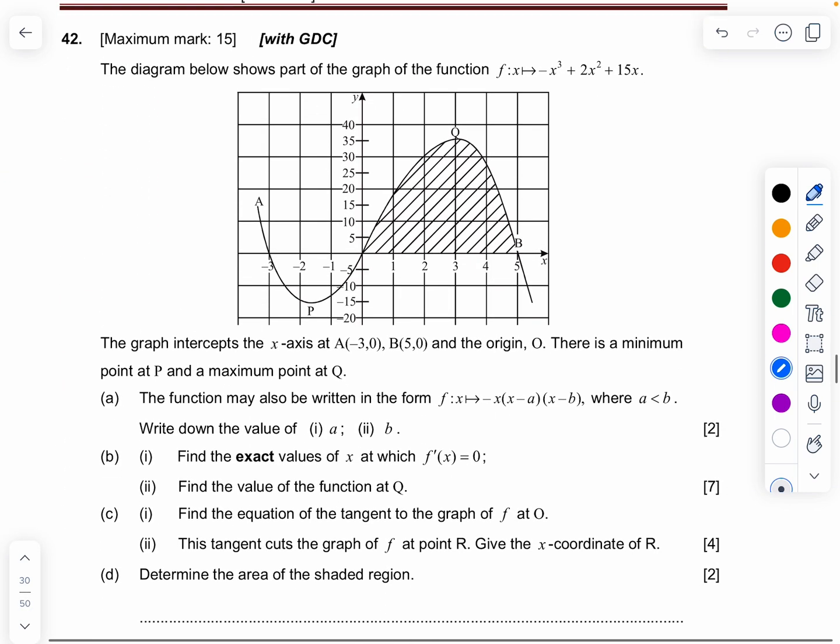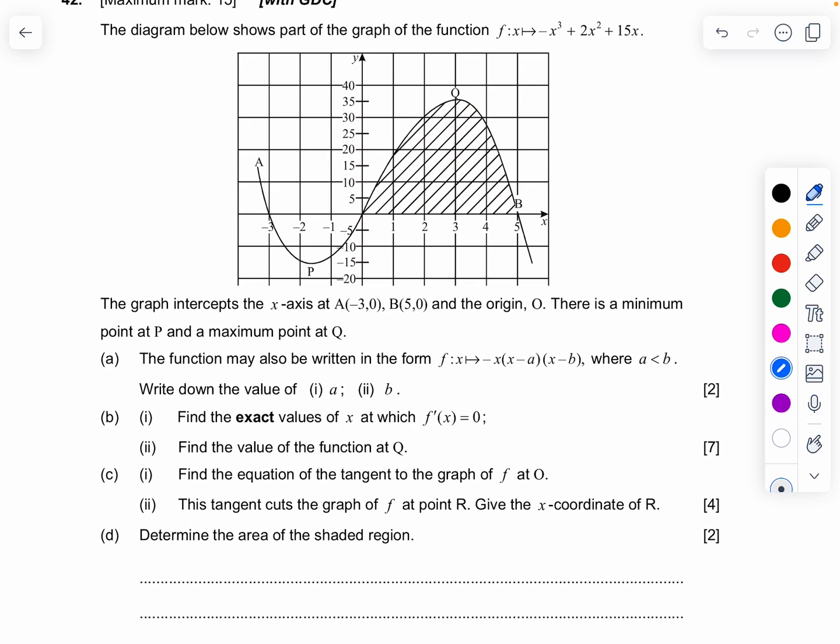Question number 42. The diagram below shows the part of the graph f of x equals x cube plus 2x square plus 15x. The graph intersects x-axis at these points. There is a minimum point at P and a maximum point at Q. The function may also be written in the form of x times x minus a, x minus b. Write down the value of a and b. So a is your -3 and 5.